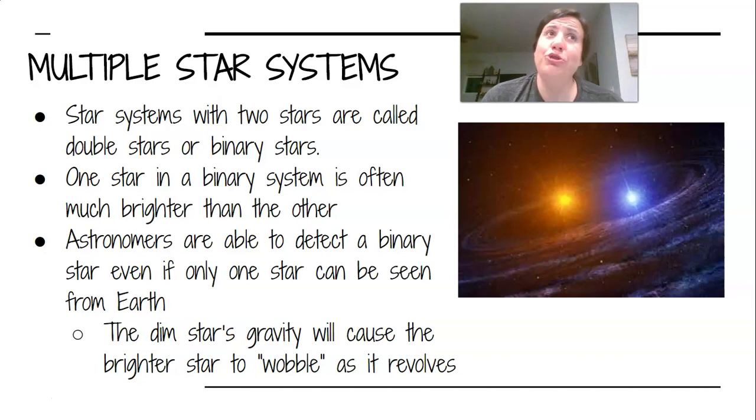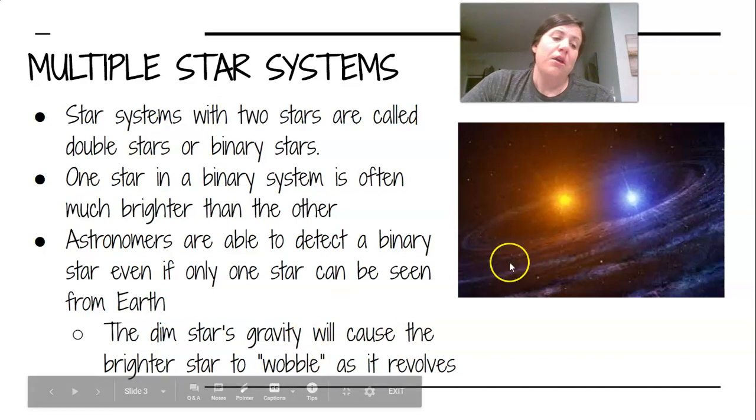So how do scientists, aka astronomers, know that there are actually two stars there? What happens is that the gravity of the dimmer star will cause the brighter star to wobble. Not like wobble baby, wobble baby, but like just shake. So then they know that there are actually two stars there, and they just can't see the other star because it's too dim.